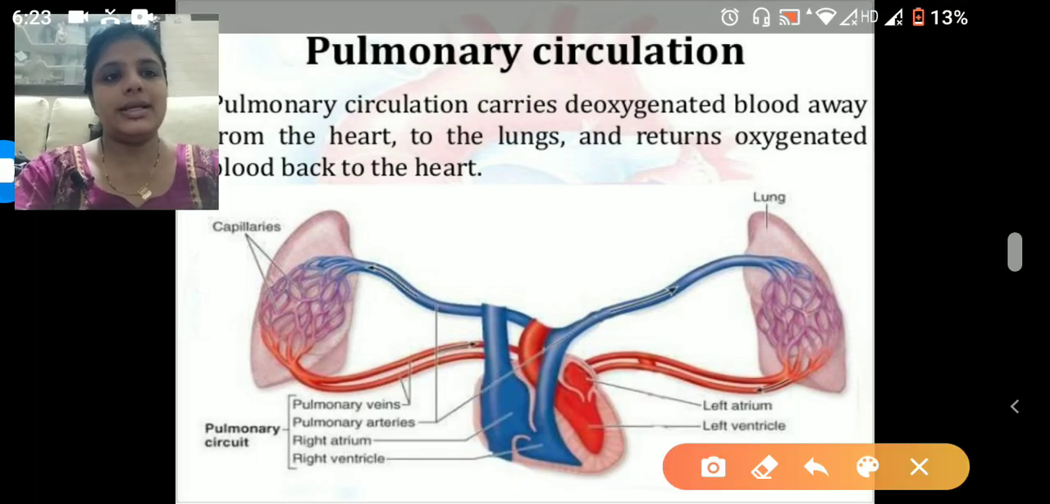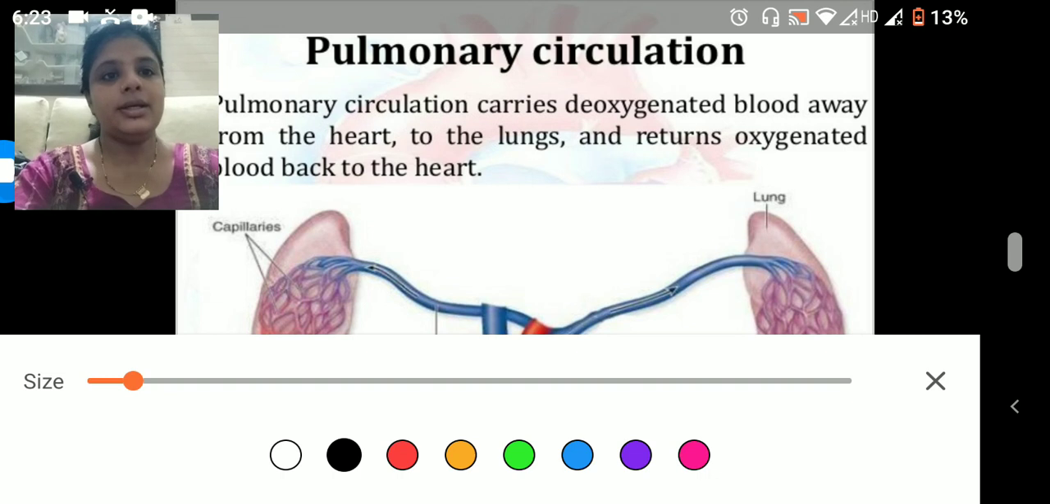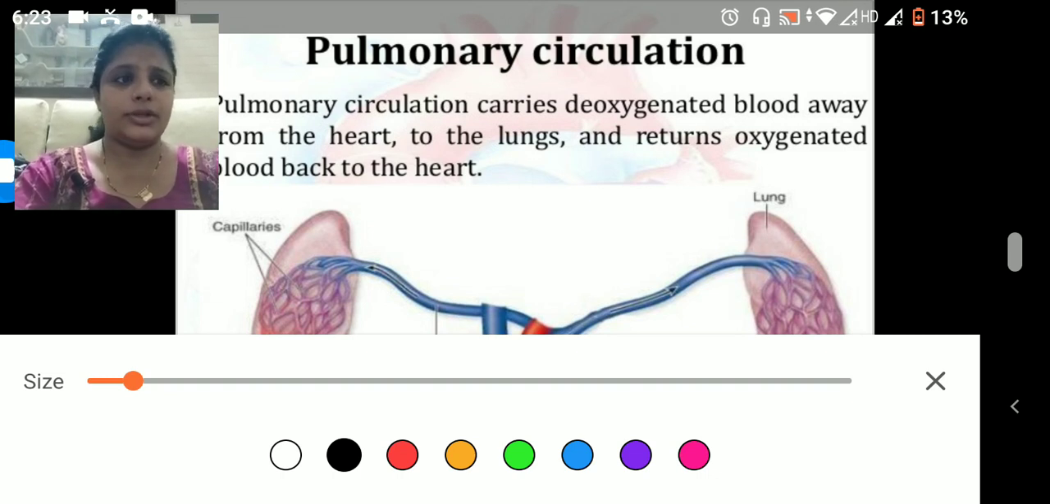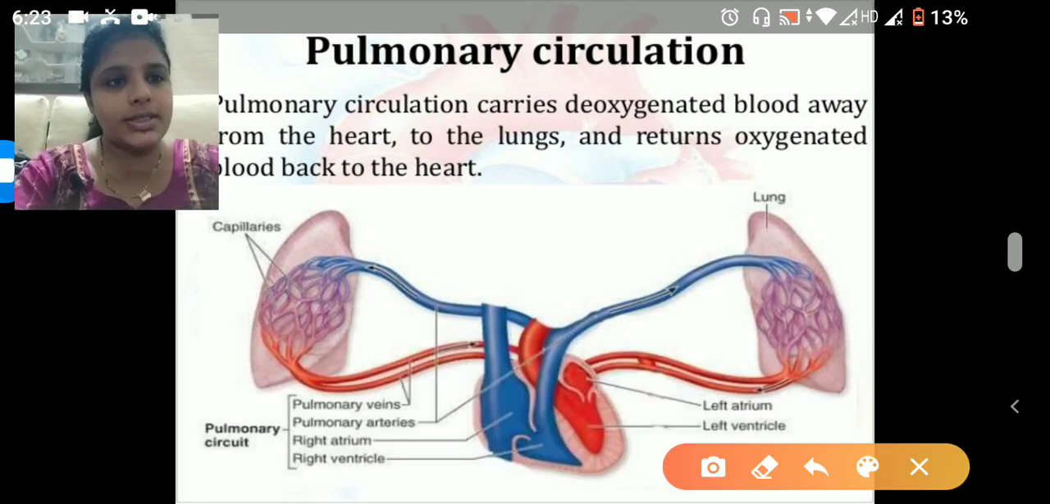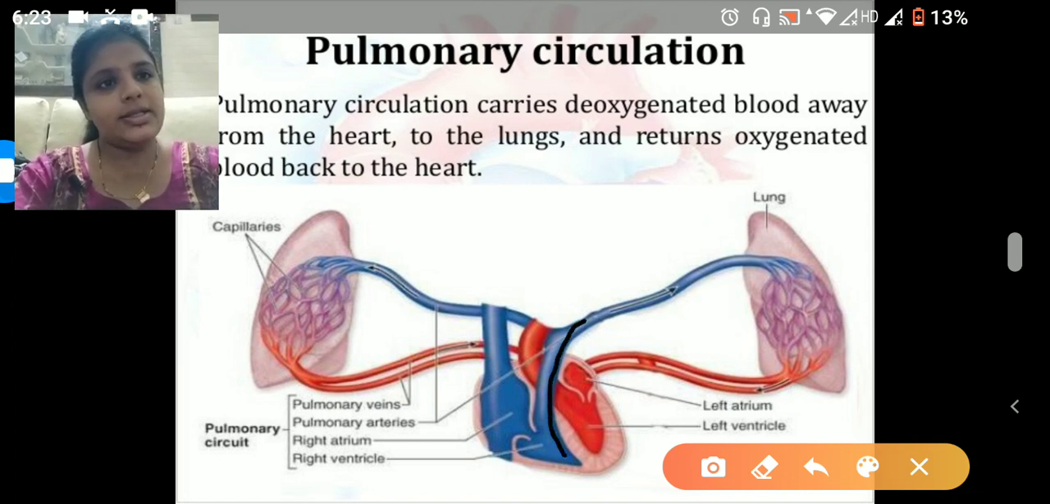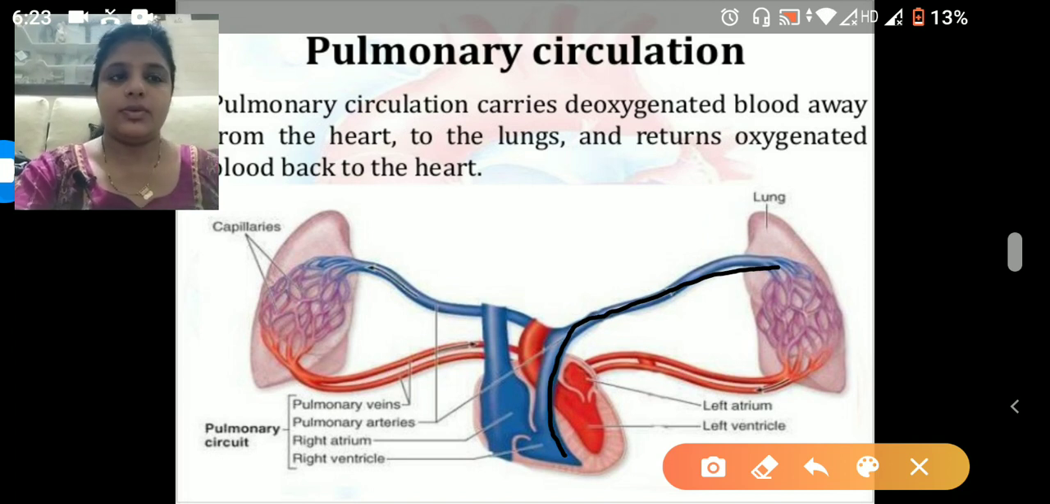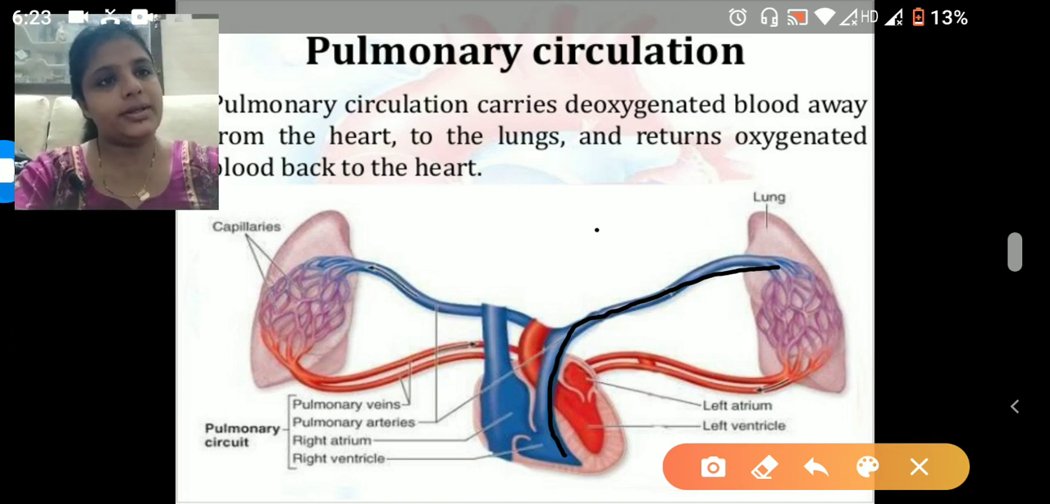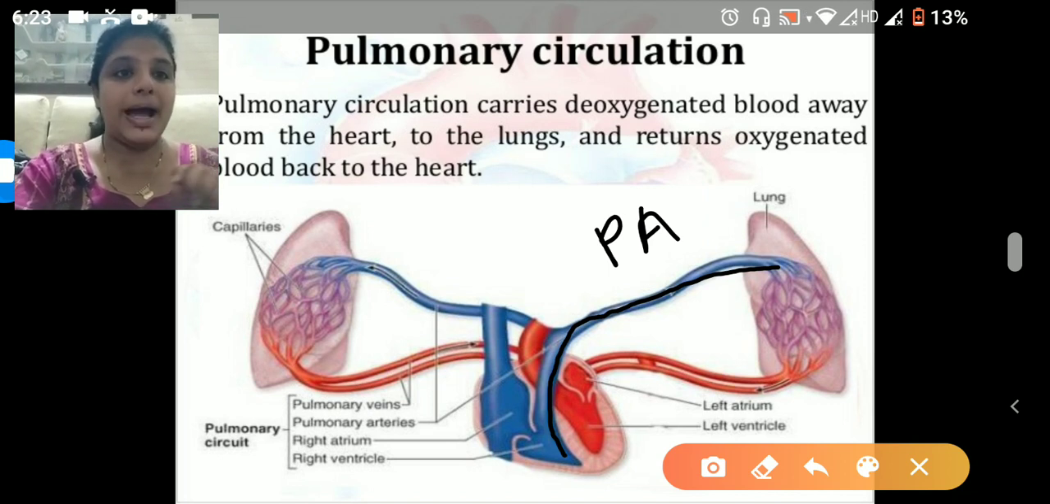So basically, if we are talking about the pulmonary circulation, it starts from the right ventricle. It carries deoxygenated blood to the lungs via the pulmonary artery, and it carries oxygenated blood back to the left auricle via the pulmonary vein. So pulmonary circulation starts from the right ventricle via the pulmonary artery.